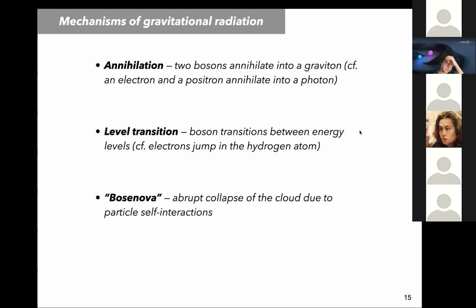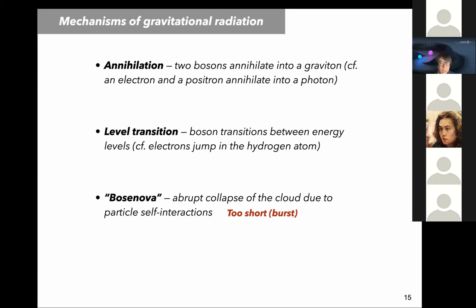So the level transition is similar to the electrons jumping in the hydrogen atom. And the third one is called bosonova. That's the collapse of the cloud because of the self-interaction of the particles. These different mechanisms generate gravitational radiation in different ways and have different features, but from an observational point of view, the bosonova signal is generally too short. It's like a burst lasting for milliseconds.